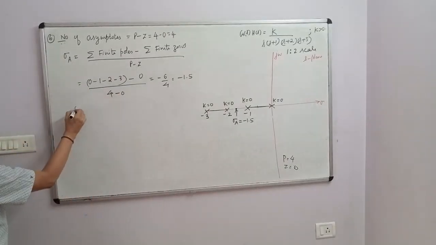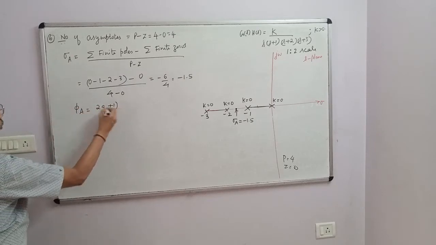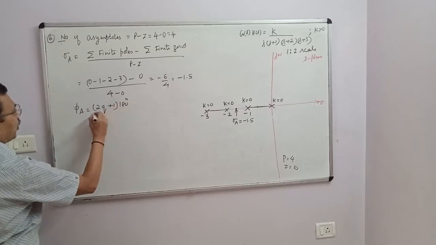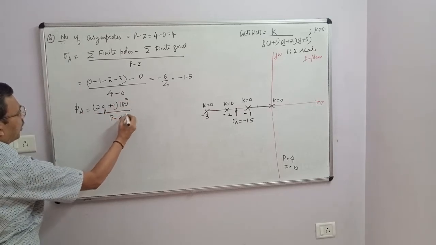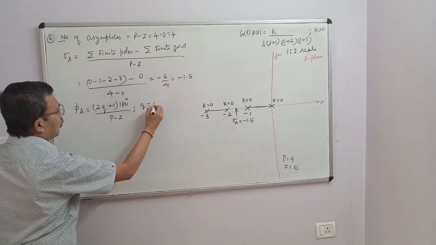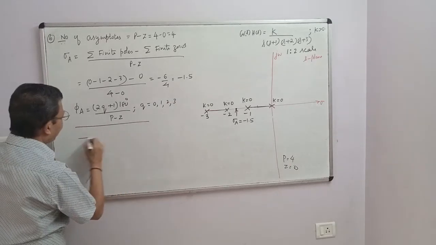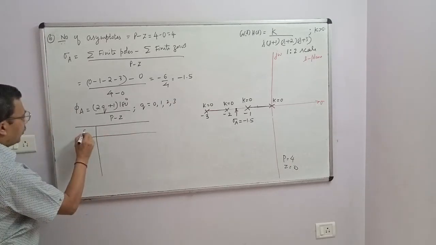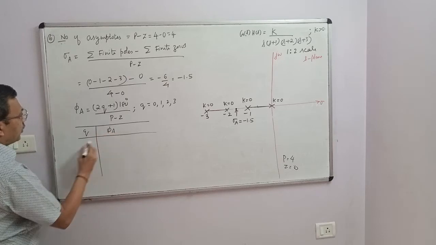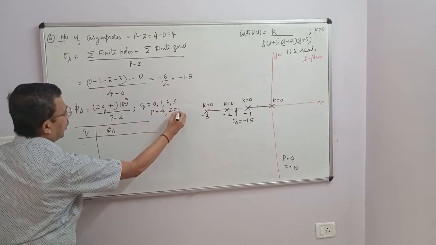The angle made by the asymptotes is given by the formula phi a is equal to (2q plus 1) into 180 degrees divided by p minus z. Q should take 4 values because there are 4 asymptotes. Q takes values 0, 1, 2 and 3. I'll make a small table. This is Q, this is phi a. The value of P is 4, Z is 0.